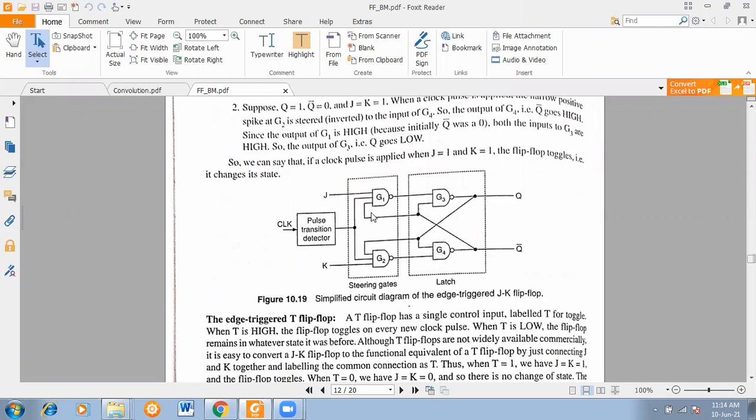So at the output of G1, that should be J dot clock dot Q bar, whole bar. Keeping in mind all these inputs, you have to find the output of G1. Keeping in mind all these 3 inputs, you have to consider the output of G2. In that way you have to study.